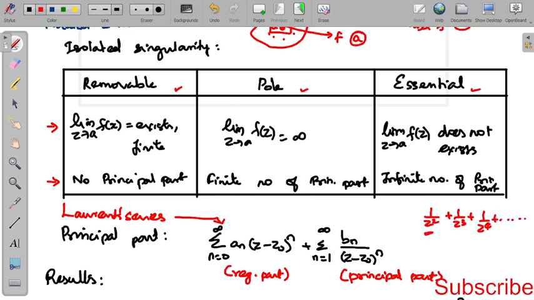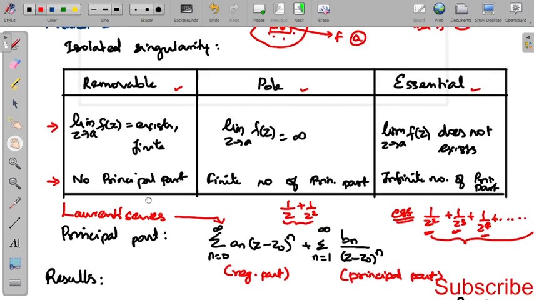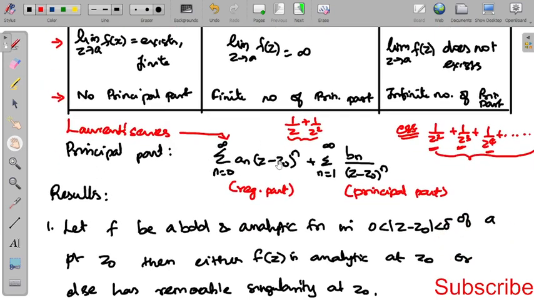So principal part means the denominator should contain z. Here you can see infinite number, so certainly you can say that it belongs to the essential singularity. Finite number means 1 by z plus 1 by z square, and up to this it finishes, then we can say that it is a pole, because it consists of principal part in the denominator with only finite terms. Okay, so this is an easy chart to remember for isolated singularity, using the Laurent series expansion.